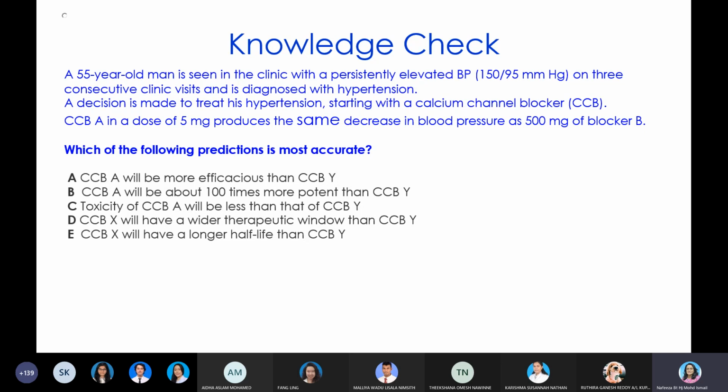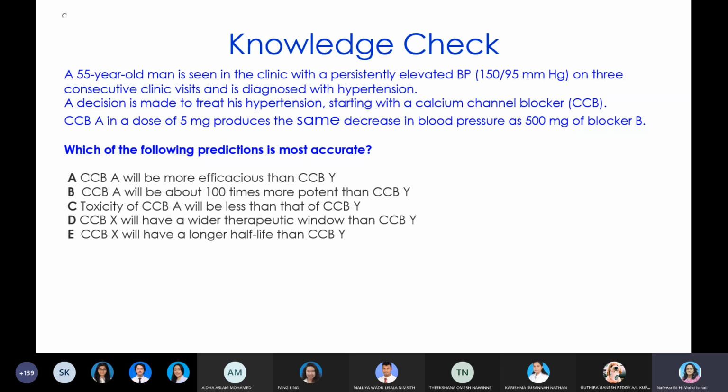I've not changed it, sorry. CCB A, just listen to me then. CCB A will be more efficacious than CCB B. Remember CCB A is 5 milligrams, CCB B is 500 milligrams. So A will be more efficacious than B. B, A will be 100 times more potent than that of B. C, A will have a wider therapeutic window than B. D, A will have a longer half-life than B.